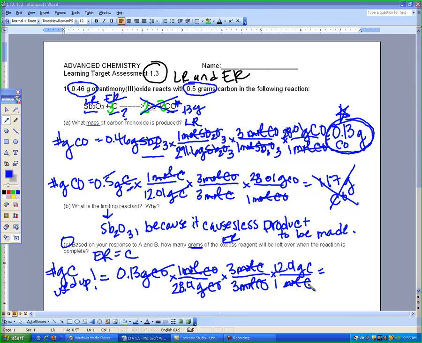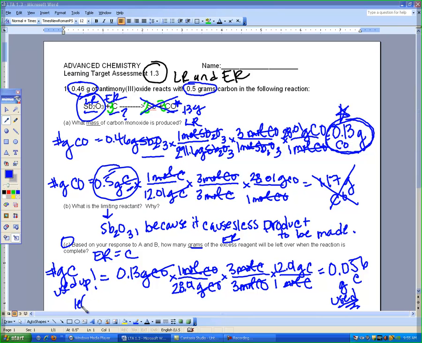Okay, so we are figuring out to make 0.13 grams of carbon monoxide, how much carbon is that going to require? 0.13 divided by 28.01 times 3 divided by 3 times 12.01. That gives me 0.06 or 0.056. Go ahead and use 2 sig figs. Grams of carbon used. Okay, so I've got 0.5 grams of carbon. It's only going to take me 0.056 grams of carbon to use this, and then the Sb2O3 is going to be gone. So you're going to have a bunch of this left over.